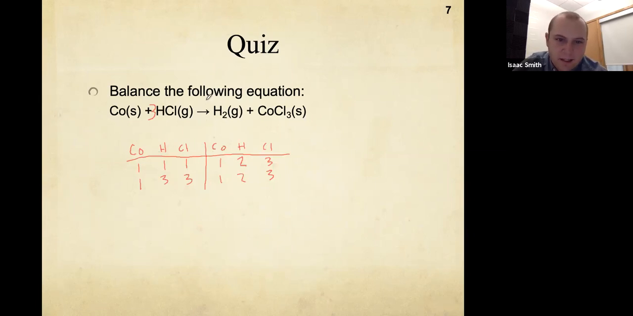But what I could say is actually, let's just multiply this H2 by 1.5, right? Right now it's just a 1. If there's no coefficient, then it's a 1. 2 times 1.5 is 3. So as it sits here, I have 1, 3, 3, 1, 3, 3. So I'm balanced with what I have here. I have a 1 here. You don't write it if it's a 1. 1, 3, 1.5, 1. You can't leave decimals or fractions in coefficients for balanced chemical equations.